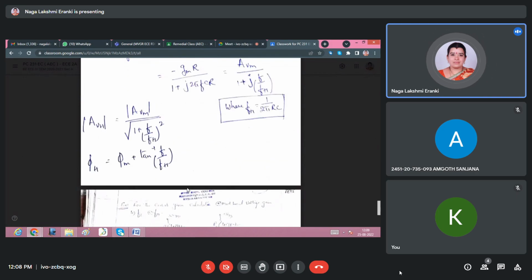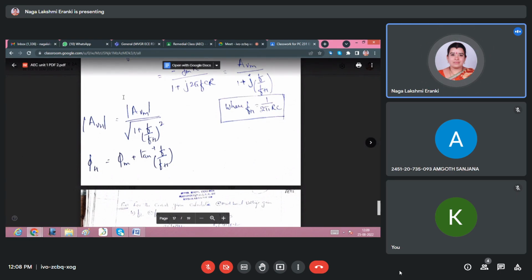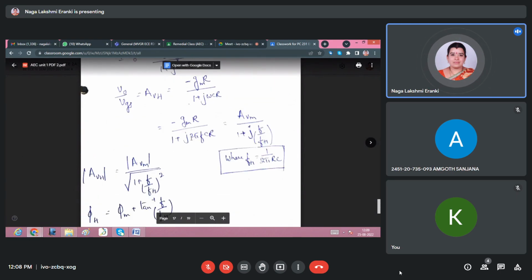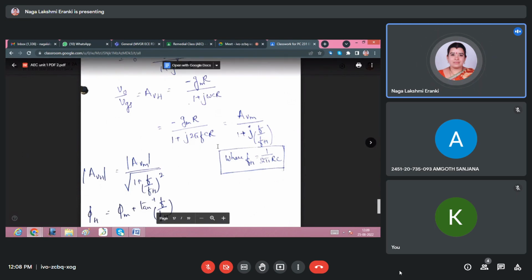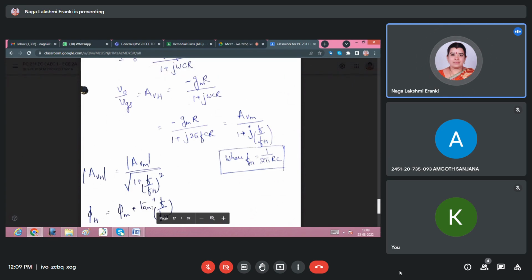Now, to find the gain and phase, always remember that when a j term comes, you must write it in the form 1 plus j omega CR, that is 1 plus j f by fH. Then we use the magnitude and phase expressions for this and calculate the gain magnitude and phase shift.